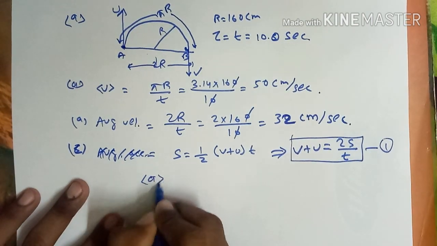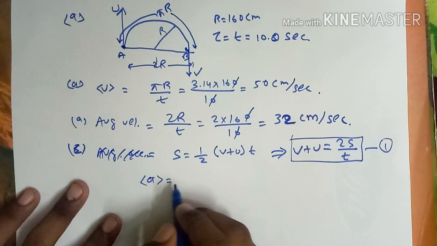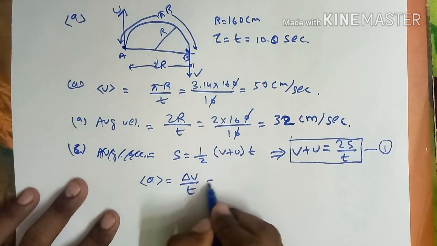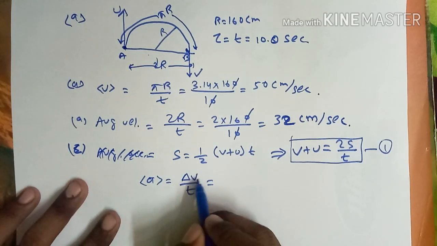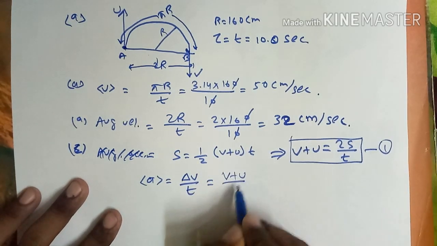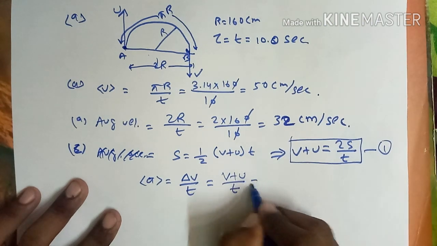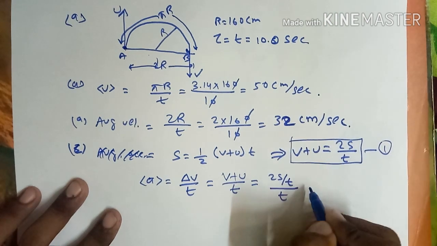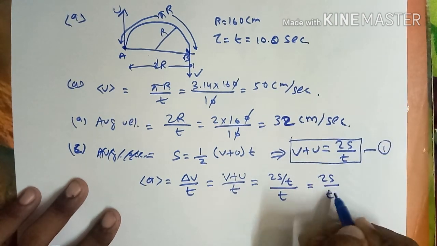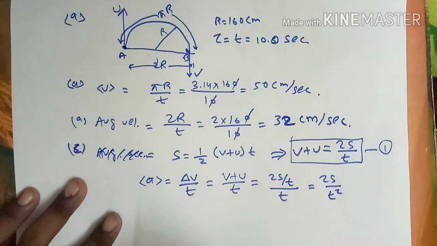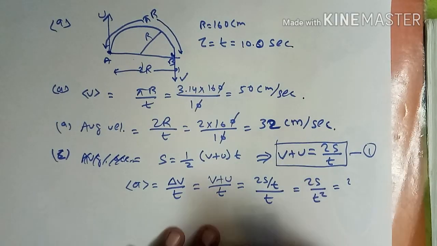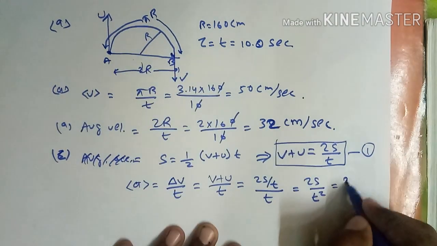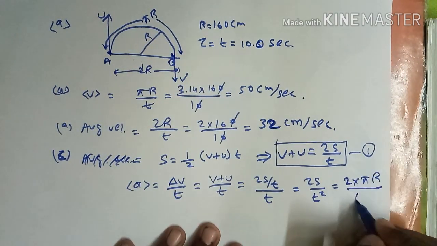Now what is the average acceleration? Change in velocity by time. So delta v is v plus u, divided by t. So the value is 2s by t, by t. So it comes out that 2s by t square. Now what is s? s is pi r, this distance. So 2 into pi r by t square.